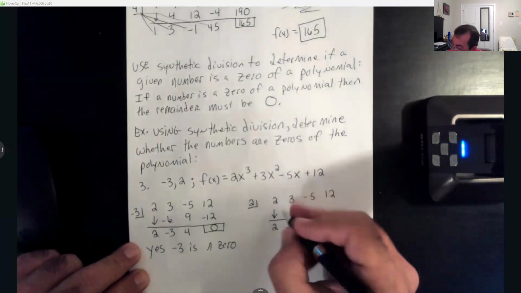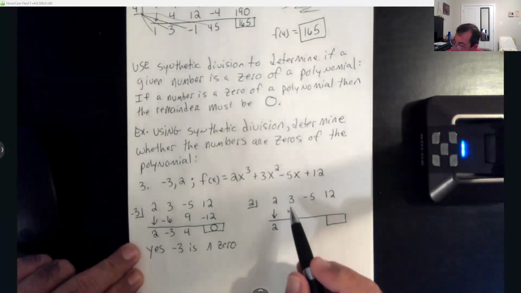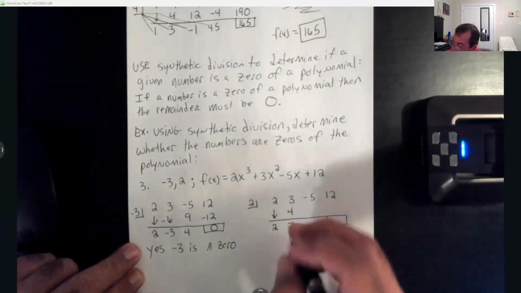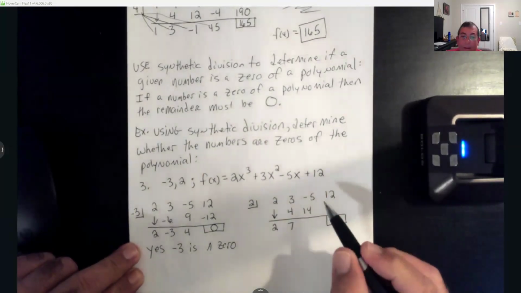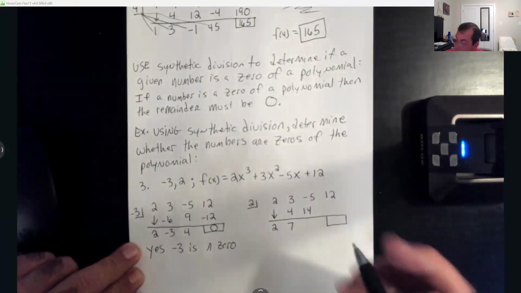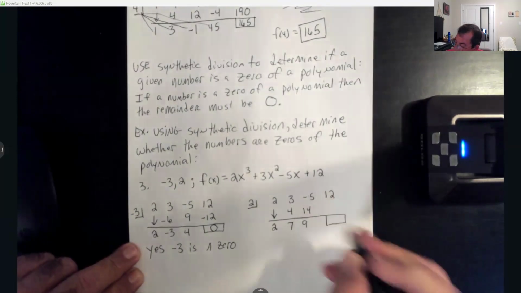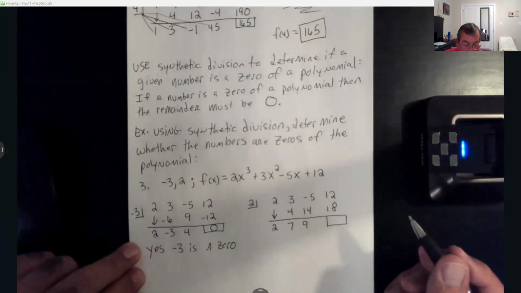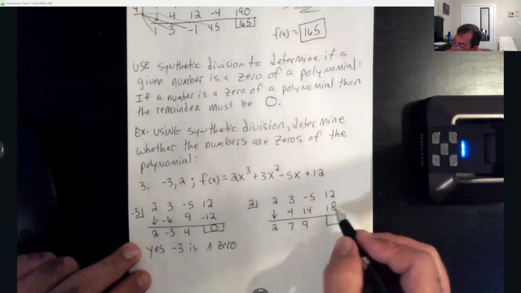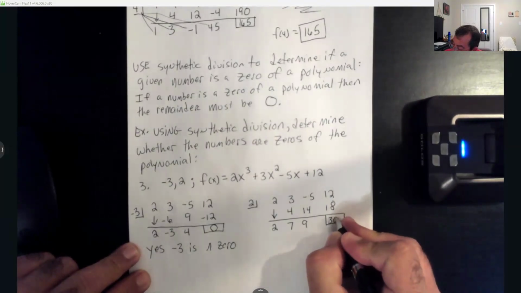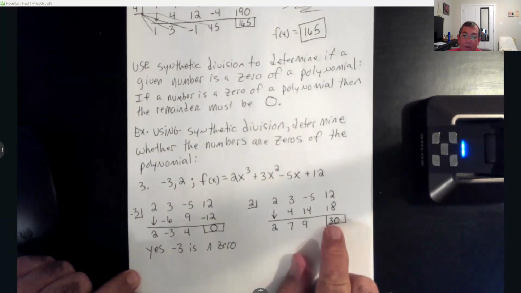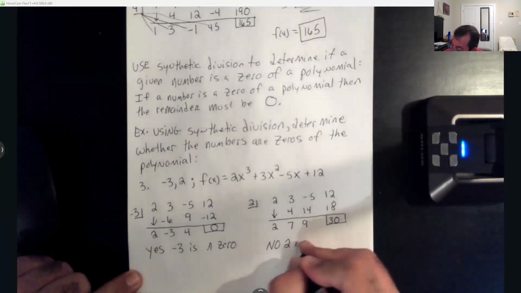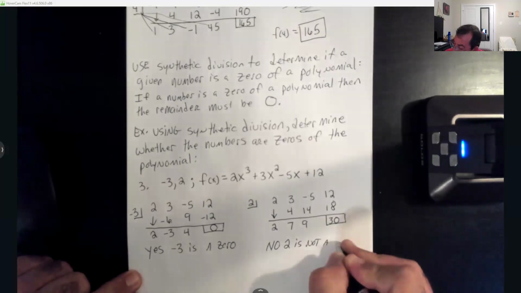2 times 2 is 4. 3 plus 4 is 7. 7 times 2 is 14. -5 plus 14 is 9. 9 times 2 is 18. And at this point, I know I'm not going to get a 0 because 12 and 18 give me 30. So since we got an answer of 30, that means no, 2 is not a 0.